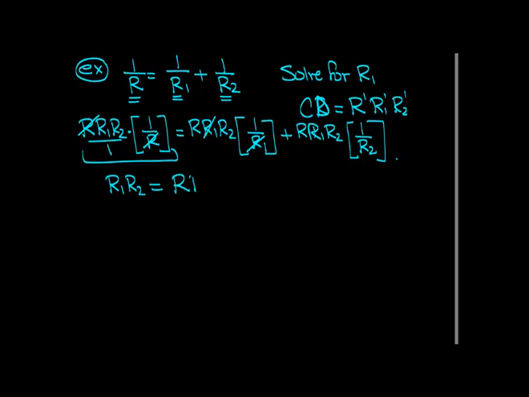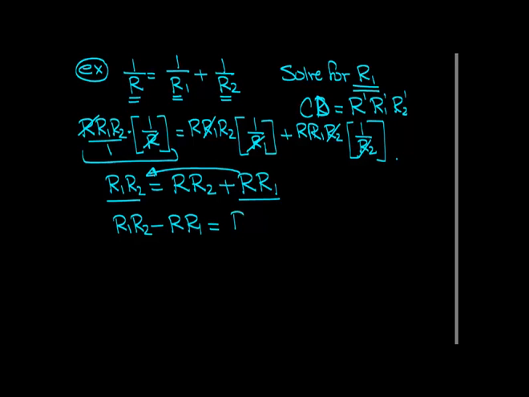I get R and R2. Out here, the R2s cancel. We get R and R1. Now this is a very interesting problem, so you need to pay attention. I want to solve for R1, so I want all the terms that have R1 on one side. There's an R1 term, there's an R1 term. So I'm going to move this to the opposite side, so a positive will become a negative. I get R1 times R2 minus R times R1 is equal to R times R2.